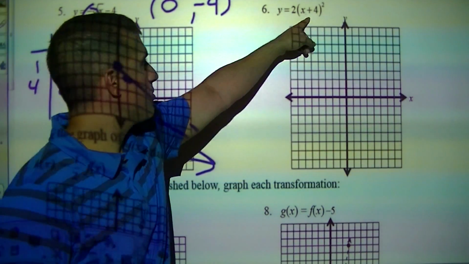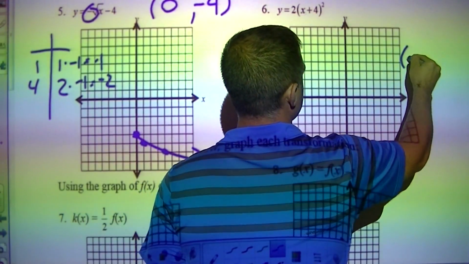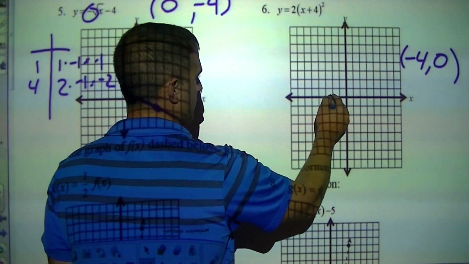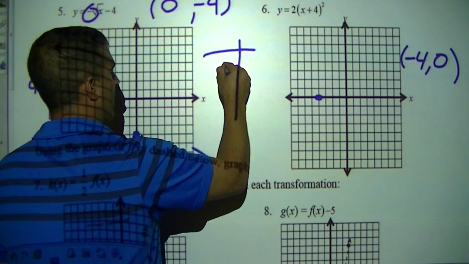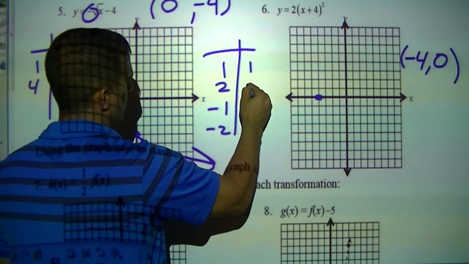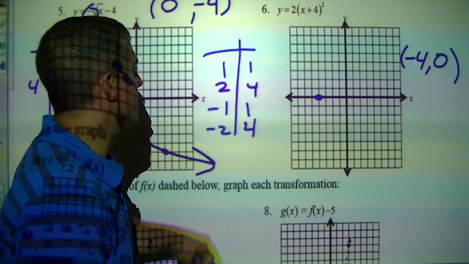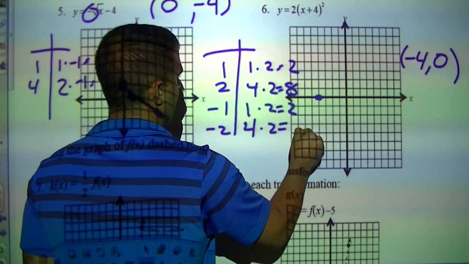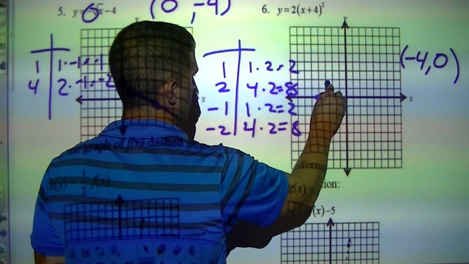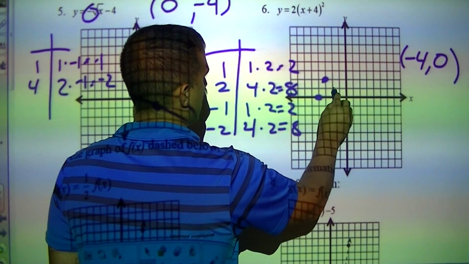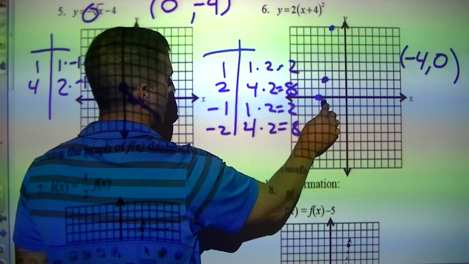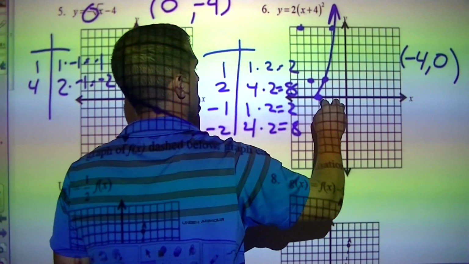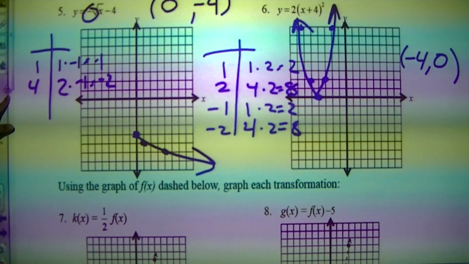This one, my anchor point there is going to be -4, 0, because that's on the inside. That 2 is not going to affect that anchor point. So -4, 0 is here. My normal points for this, the 2 is going to get multiplied by all these. So I got 2, 8, 2, 8. So 1 right, 2 up, 1 right, 2 up, 2 right, 8 up. 1, 2, 1, 2, 3, 4, 5, 6, 7, 8. 1 left, 2 up, 2 left, 8 up. And that's that.